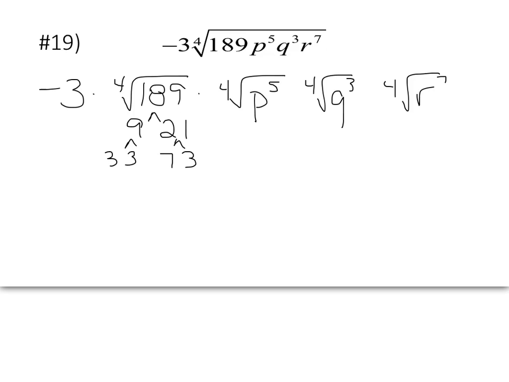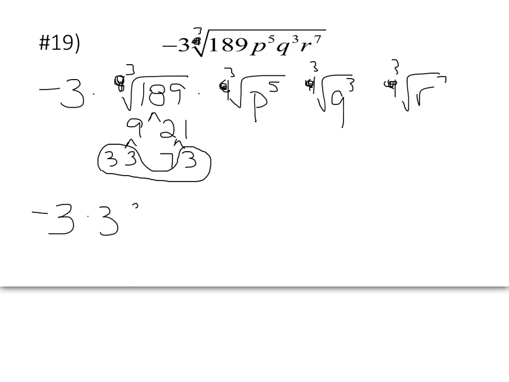Oh, and this is a misprint. This should be the cube root. Okay, that's what's wrong. So these should all be cube roots. You had a little typo there. So it's the cube root, not the 4th root. So you only need something to repeat 3 times. So I have 3 3's. So I'm going to bring out a 3, and then I have the cube root of 7 left behind.